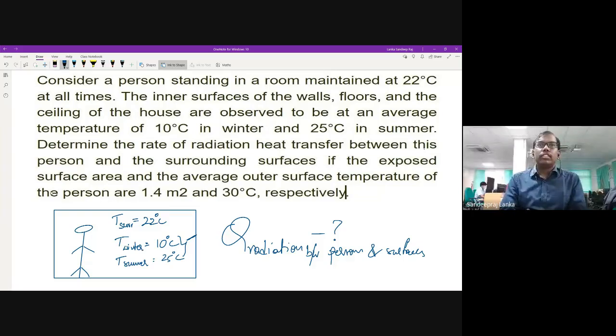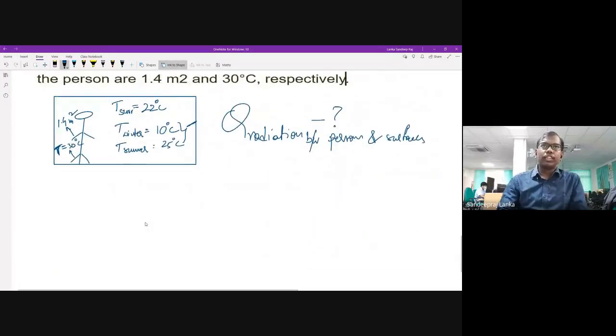If exposed surface area and the average outer surface temperature of the person are 1.4 meter square. So this person has 1.4 meter square area and his temperature is 30 degrees centigrade. Normal human body temperature will be around 35 degrees centigrade. But anyways, in this question it is 30 degrees centigrade. It is given here. Okay.